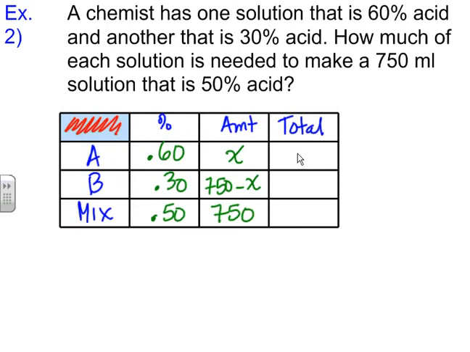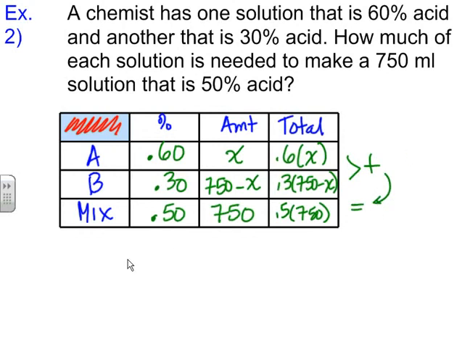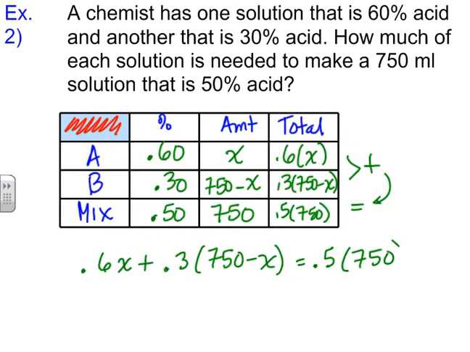Okay, now to the total column. We're going to multiply the first two. So 0.6, I'm going to leave the 0 off because we don't need it, times X. 0.3 times 750 minus X. And 0.5 times 750. Again, we're going to add these top two together, and it's going to equal the third. So we're going to write ourselves a sentence. So here we go. 0.6x plus 0.3 times 750 minus x equals 0.5 times 750. So that's our equation.